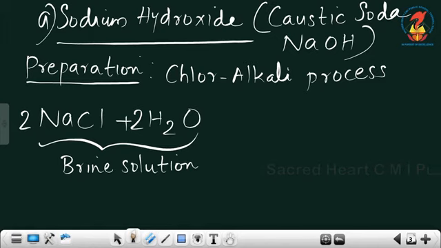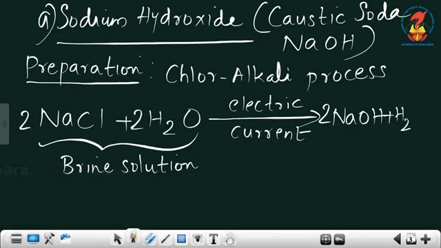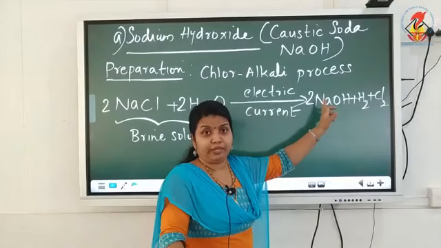An aqueous solution of sodium chloride is sodium chloride mixed with water. It is known as brine solution. We pass electric current. Electricity is passed through the aqueous solution of brine. Then it decomposes to form sodium hydroxide, hydrogen and chlorine. So the process is carried out to get sodium hydroxide.